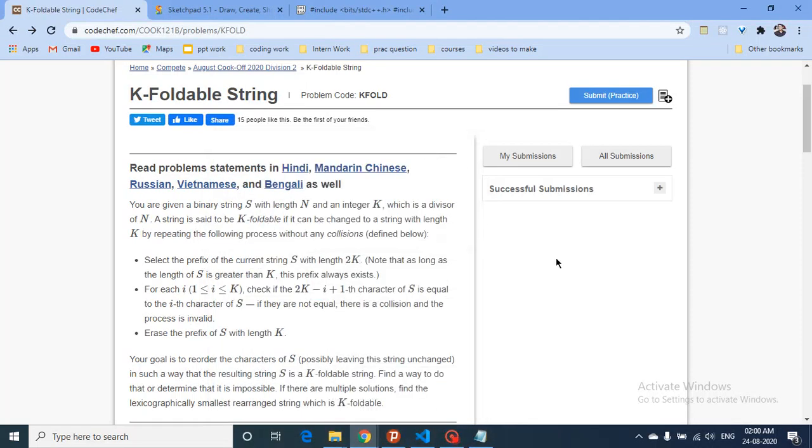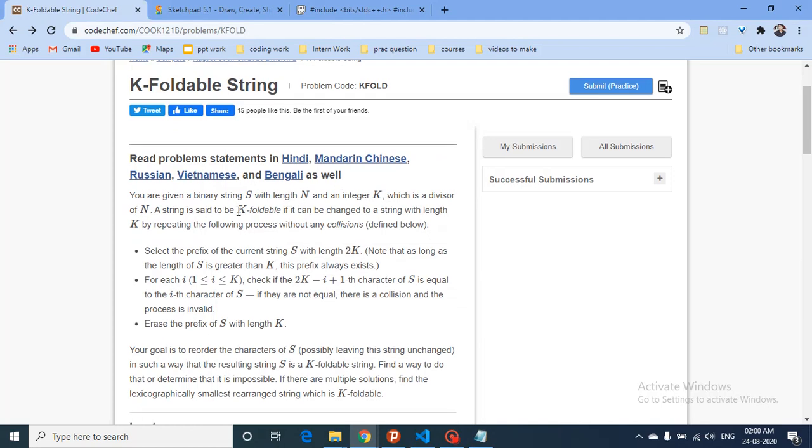Hello friends, so today we can discuss one of the problems from the latest CodeChef contest, August Cook-Off 2020, problem name K foldable string. You are given a binary string S of length n and an integer k which is a divisor of n. This is one of the important constraints in this problem, in which k is a divisor of n.